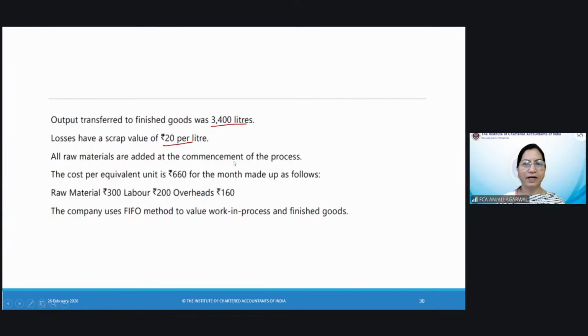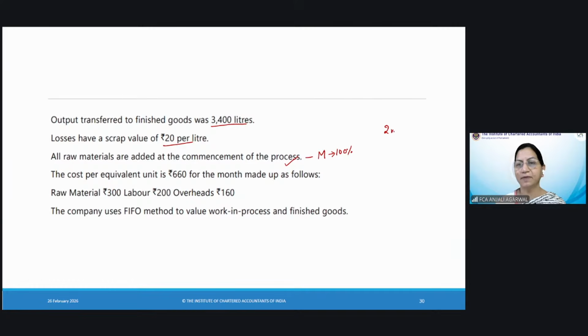All raw materials are added at the commencement of the process. This was my assumption also, that material is 100%. Now I don't need it as assumption, as it has been specifically provided in the question. The cost per equivalent unit is 660 rupee per month, which is made up of, okay.